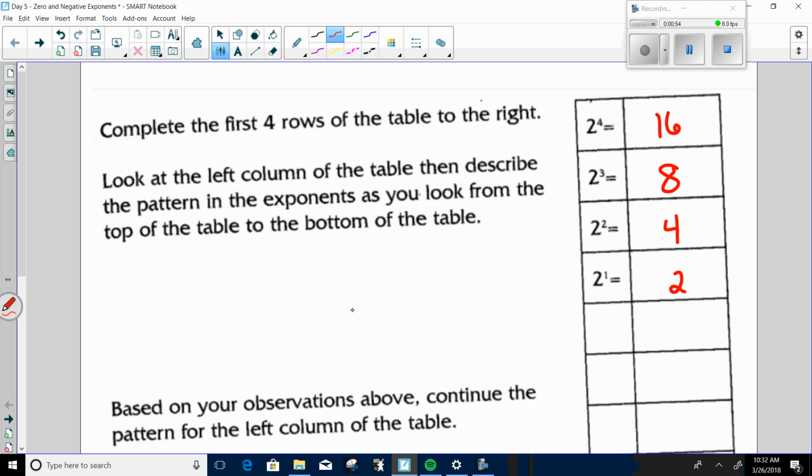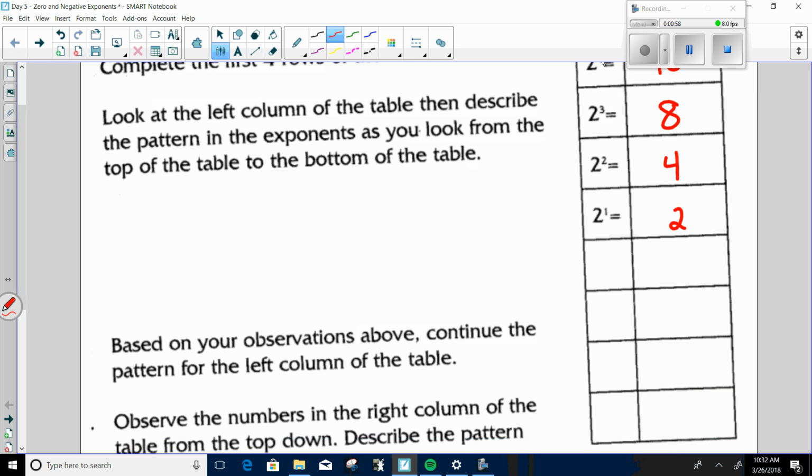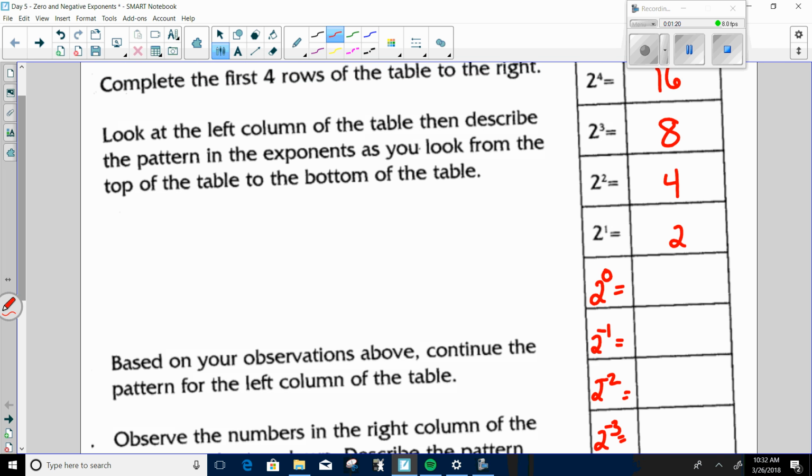So then what we're going to do is we're going to start to fill this in. So notice how the exponents go from 4 to 3 to 2 to 1. The next one would be 0. And then 2 to the negative first, 2 to the negative second, 2 to the negative third. Now, what we're learning today is 0 and negative exponents. Also look at the pattern from the top of the chart to the bottom of the chart.